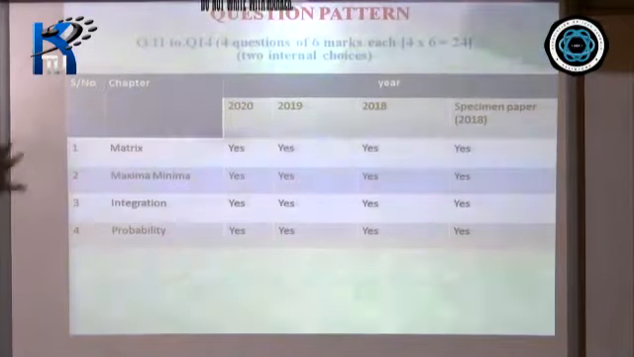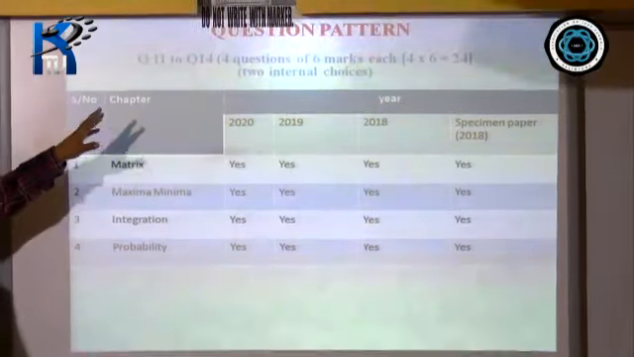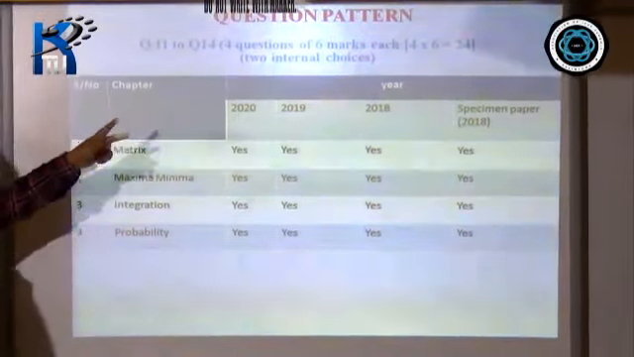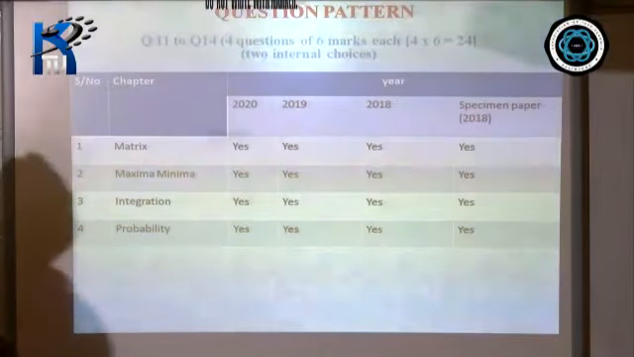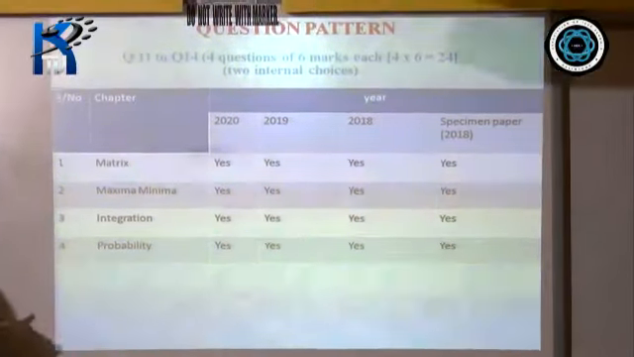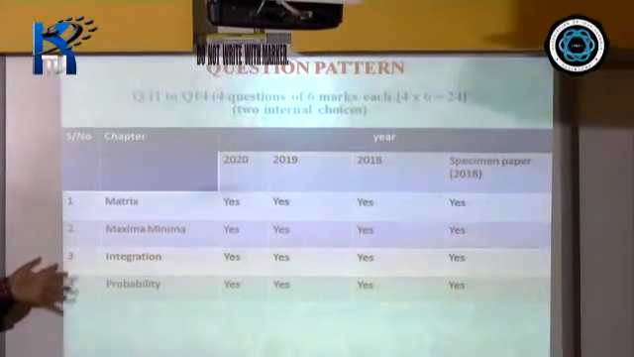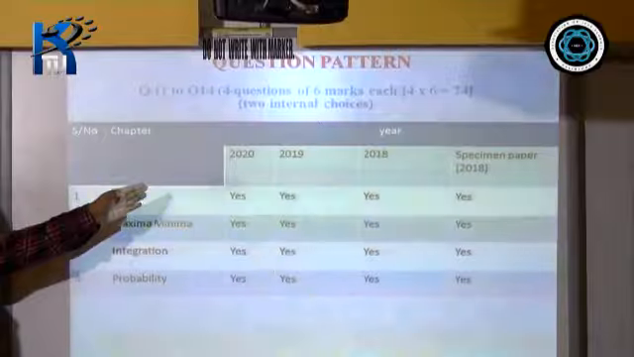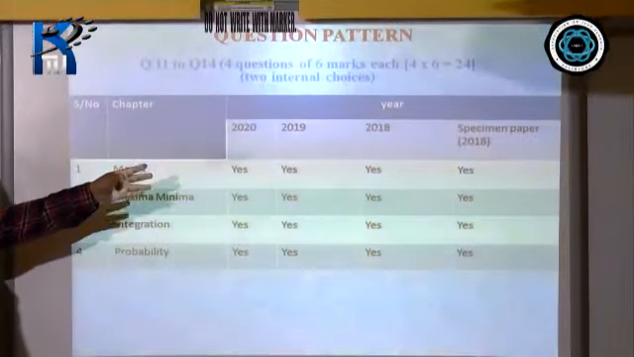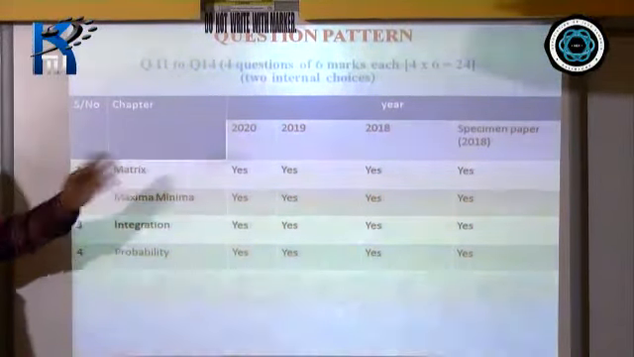Now moving on to the final part, that is long answer question. Now see, from question number 11 to question number 14, 4 questions of 6 marks each. So 4 into 6 is 24, and 2 internal choices will be given. And out here, as you can see, the pattern has not changed. 2020 also same, 2019 also same, 2018 also, specimen paper also.